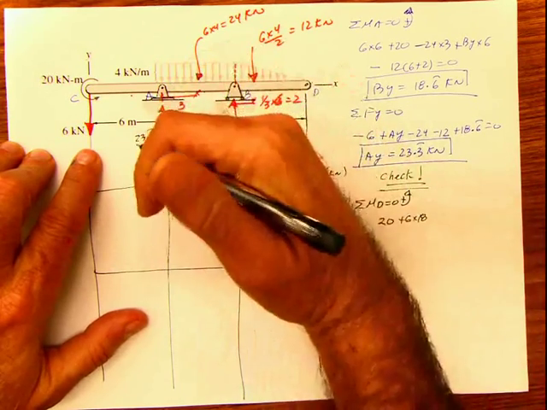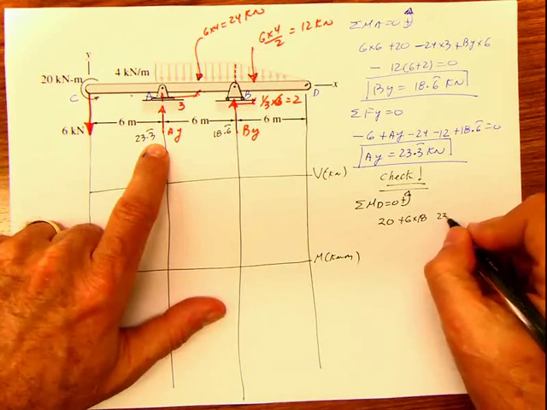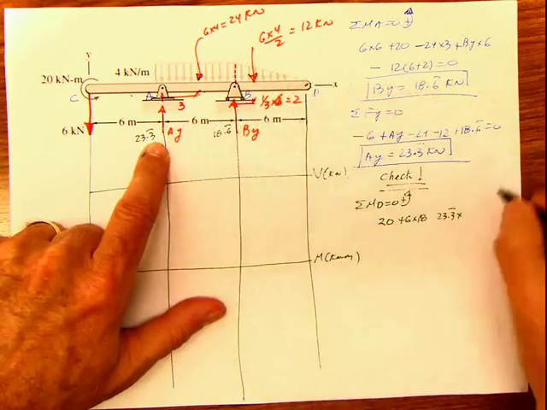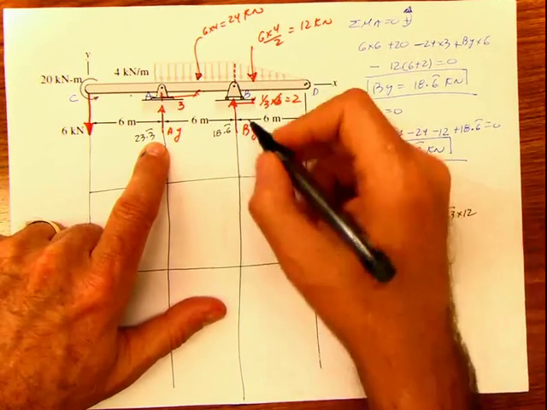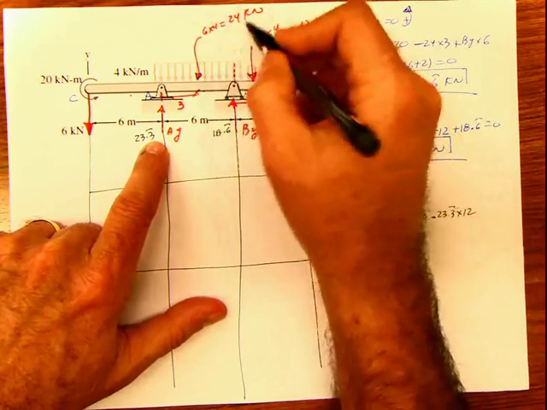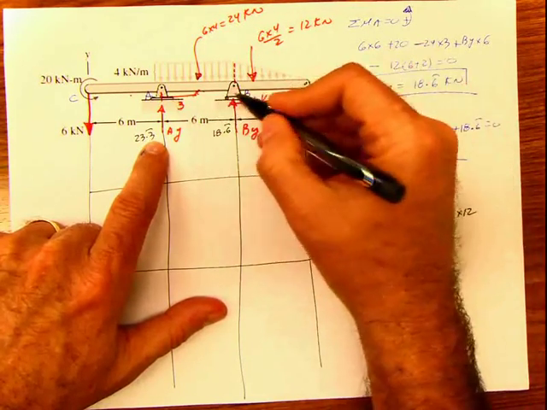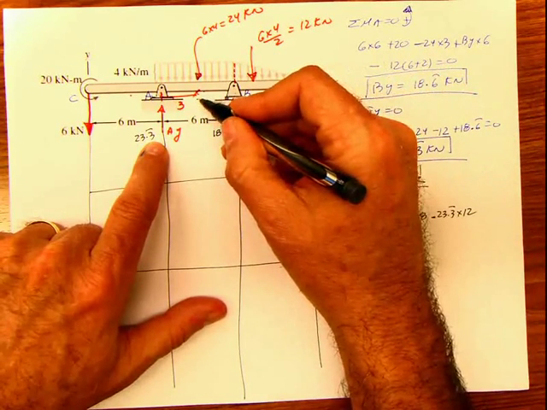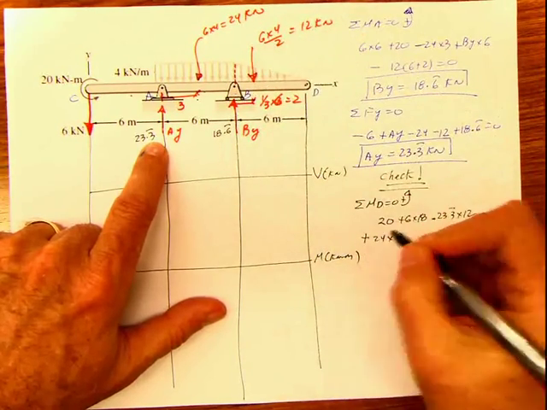That's positive. And then this force AY is 23.3 times 12 in this direction. And then I have this force, which is 24 times, this is 3, this is 3, this is 6, 6 plus 3, 9, and it's acting in this direction, meaning positive.